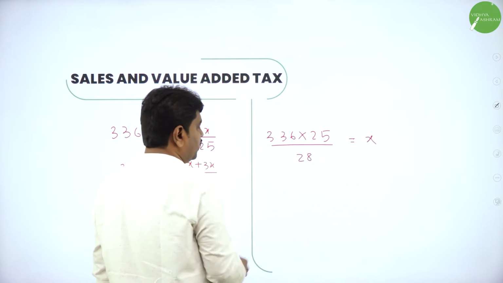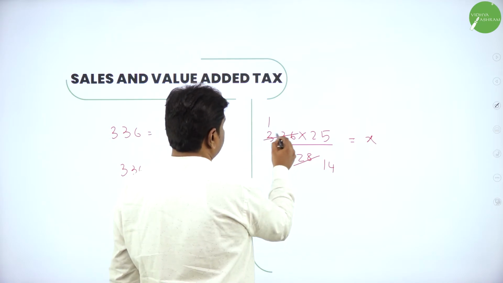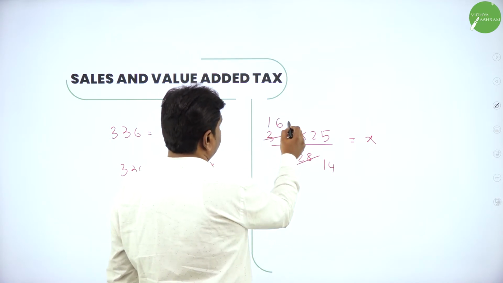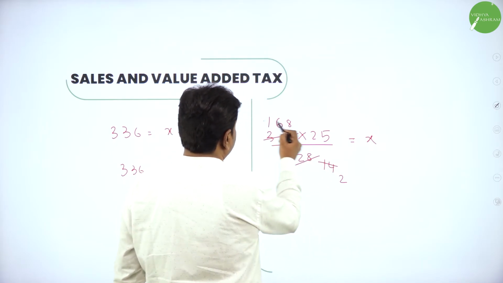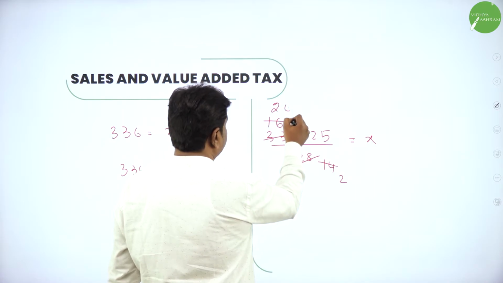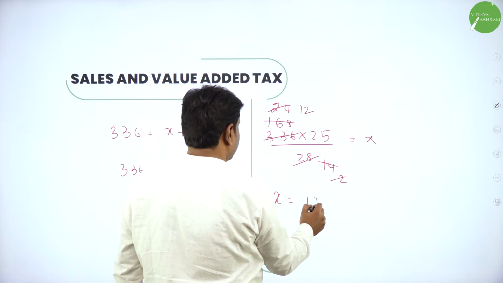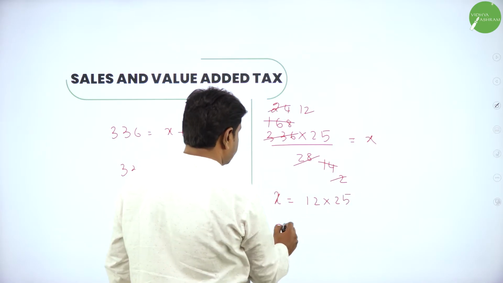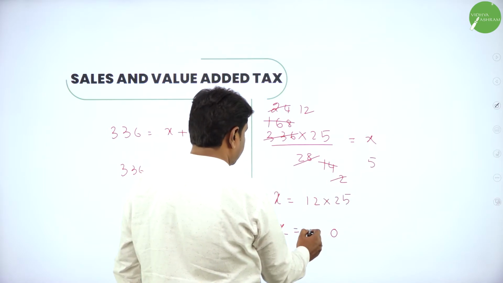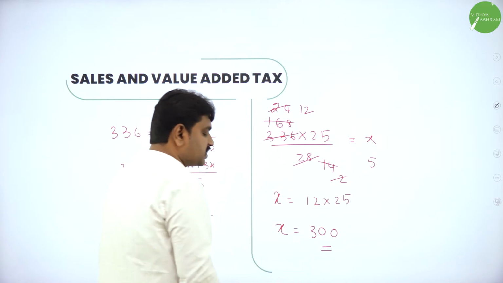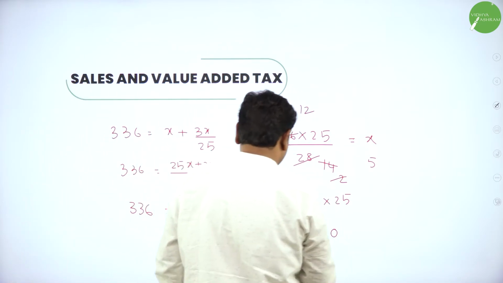Now further you can divide both. 7 2s are 14, 7 4s are 28, 7 12s are 84, so X will become 12 into 25, which is 300. So rupees 300, this is the cost of what? The shirt. So therefore you got the market price of the shirt.